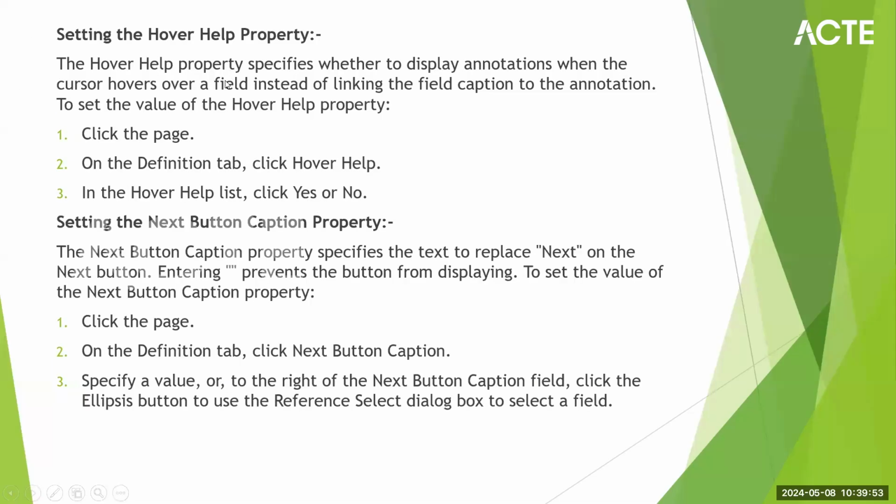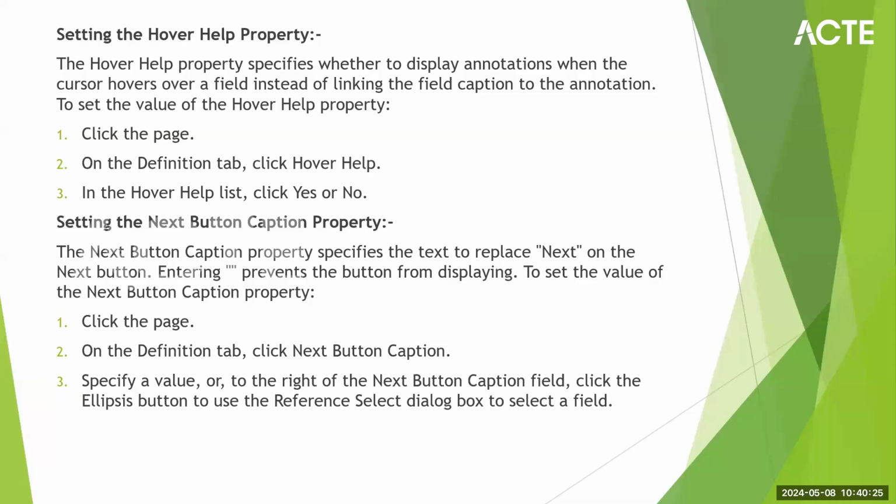Setting the hover help property. The hover help property specifies whether to display the annotation when the cursor hovers over a particular field, instead of linking the field caption to the annotation. When you hover the cursor on that particular page, then only the particular field will be displayed. Click on the page, click on the definition tab, and click on the hover help. In the hover help list, click yes or no.